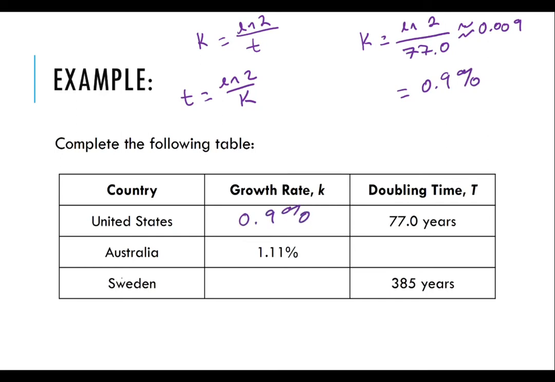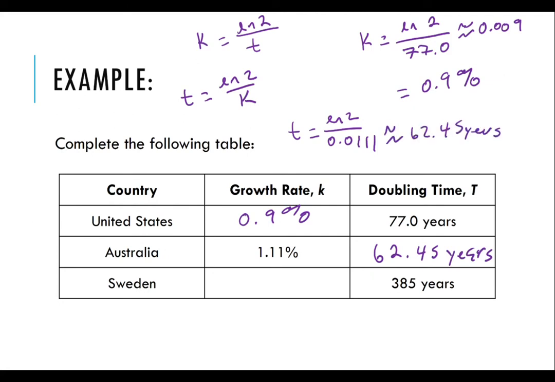Now given that Australia had a growth rate of 1.11%, first things first, we need to convert that 1.11% to a decimal instead of a percent. And so we're going to use this formula, t is equal to the natural log of 2 divided by k, and that's going to be t is equal to the natural log of 2 divided by 0.0111, or approximately 62.45 years. That's our doubling time.